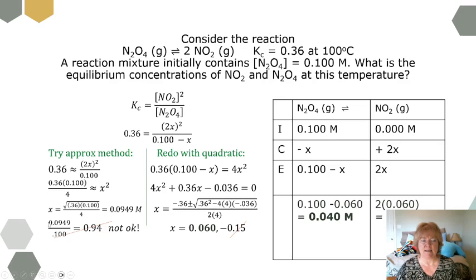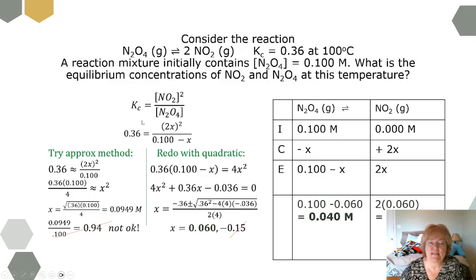I want to test that. Is 0.0949 divided by the initial concentration of 0.1 less than 0.05? No. It turns out it's 0.94, or 94%. Not okay. So that's saying this is not less than 5%. A significant amount of the reaction reacts. So I now go back and I redo it with the quadratic.